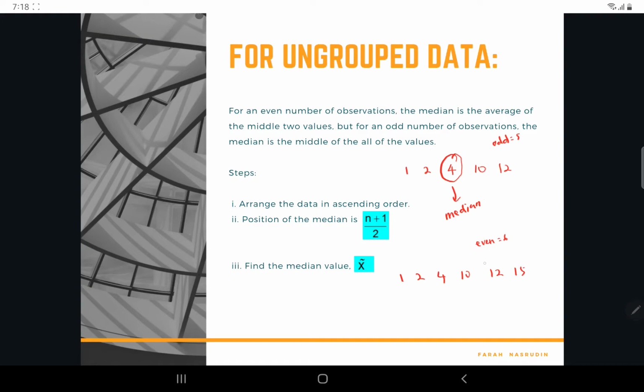So, what is our median? We know that the median is the middle value. So if we have even data, in this case our median is the average of the two middle numbers. These are our two middle numbers, so we need to find the average between 4 and 10: 4 plus 10 divided by 2. So this is our median for even data.